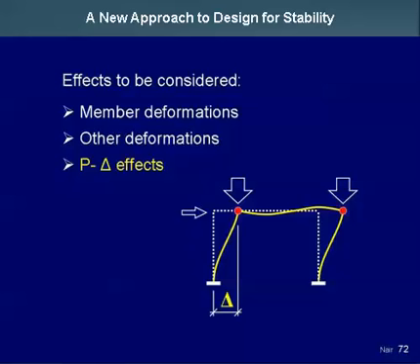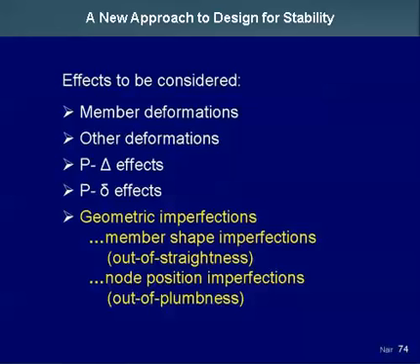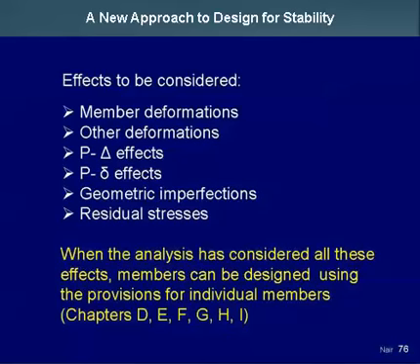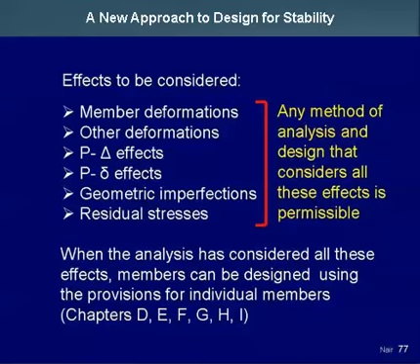You have to consider P capital delta effects, which is the effect of load acting through the displaced location of nodes in the structure. P small delta effects, which are the effects of load acting on the deformed shape of members. Geometric imperfections, both member shape imperfections, which is out of straightness, and also node position imperfections, which is out of plumbness. And stiffness reductions due to residual stresses. And once you've considered all of those effects, then the member can be designed using the provisions for individual members from the various individual member chapters of the specification.